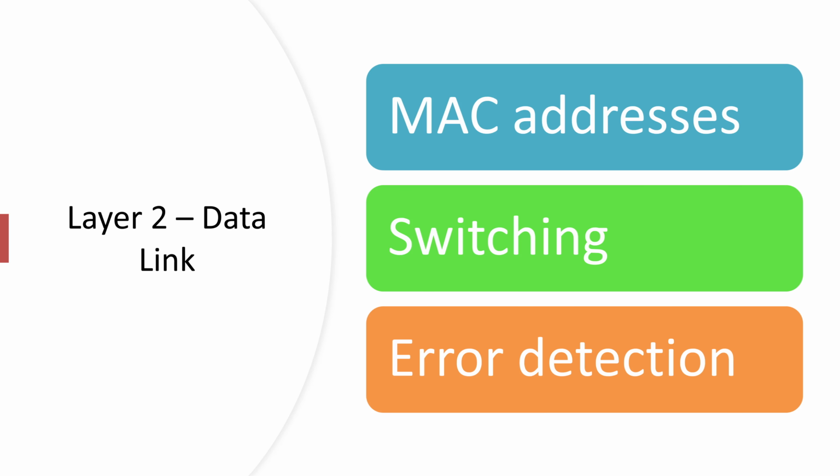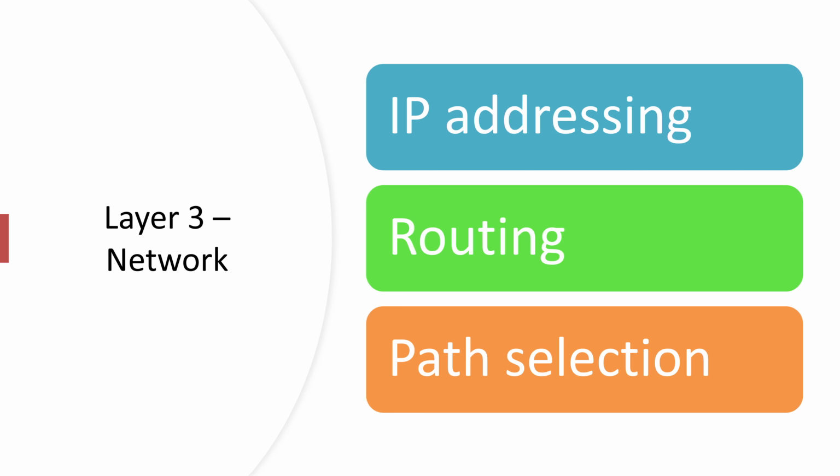Now, layer 3, the network layer. This layer is responsible for logical addressing and routing, right? It uses IP addresses to identify networks and devices. Routers operate at this layer. The network layer decides the best path for data to take from the source network to the destination network. If devices are on different networks, layer 3 is required to move data between them. So routing issues, incorrect IP addresses, and missing routes are all layer 3 problems, right?